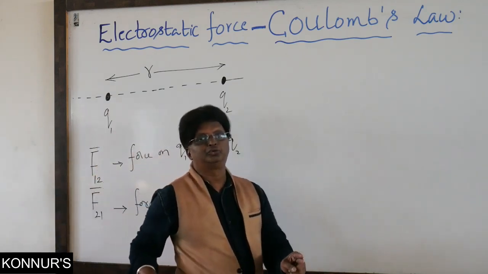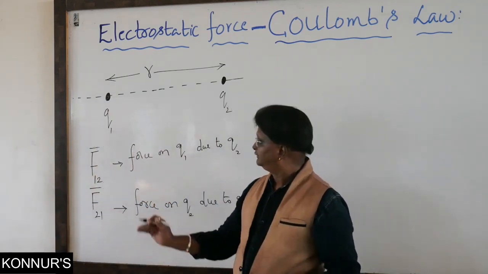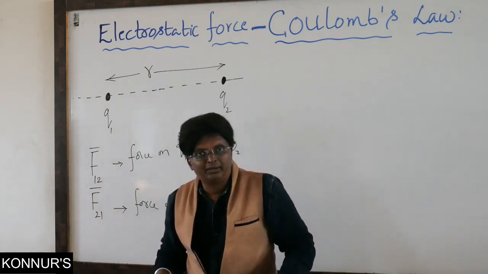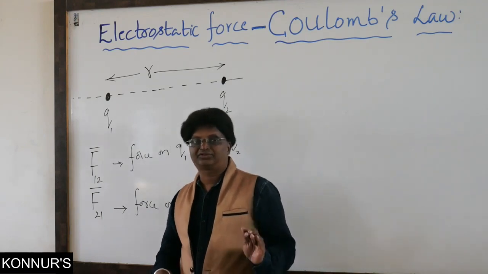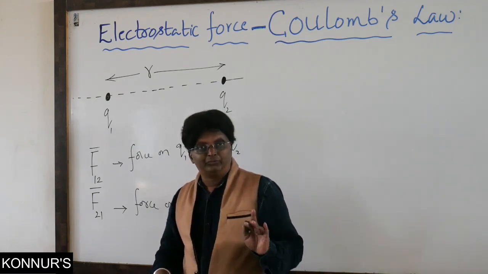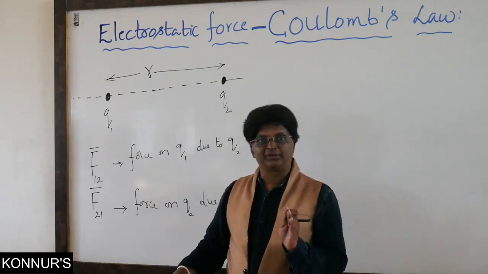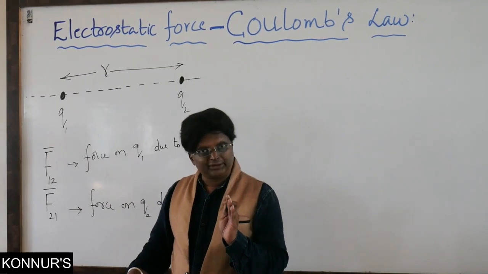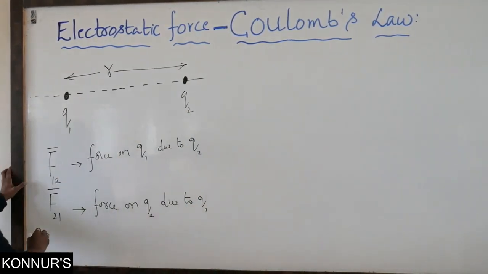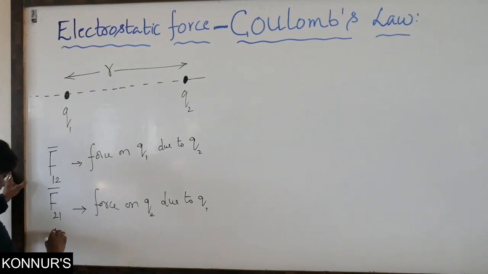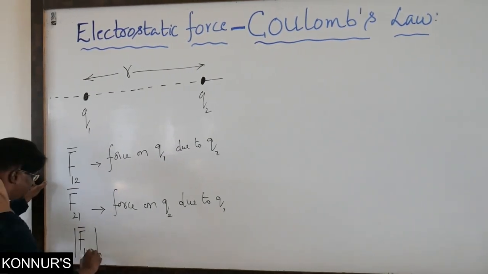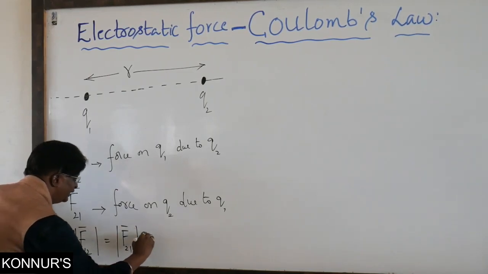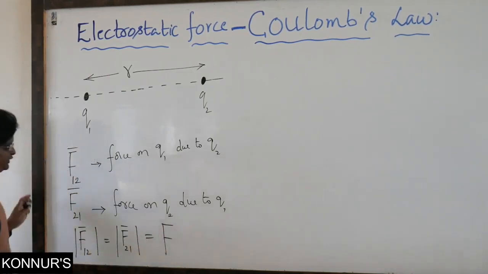Force on Q2, force on Q1. The symbols F12 bar and F21 bar form an action-reaction pair. And we know that for every action-reaction pair, the magnitudes are the same. Here I am writing mod F12 bar is the same as mod F21 bar, and that I take as capital F.